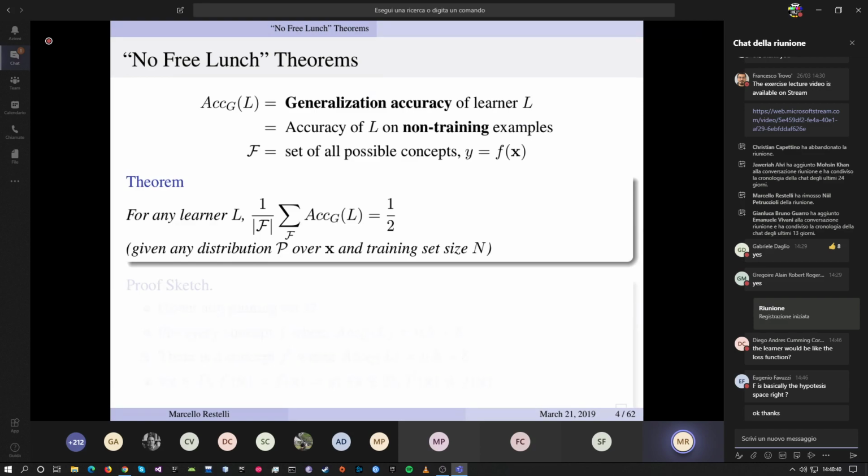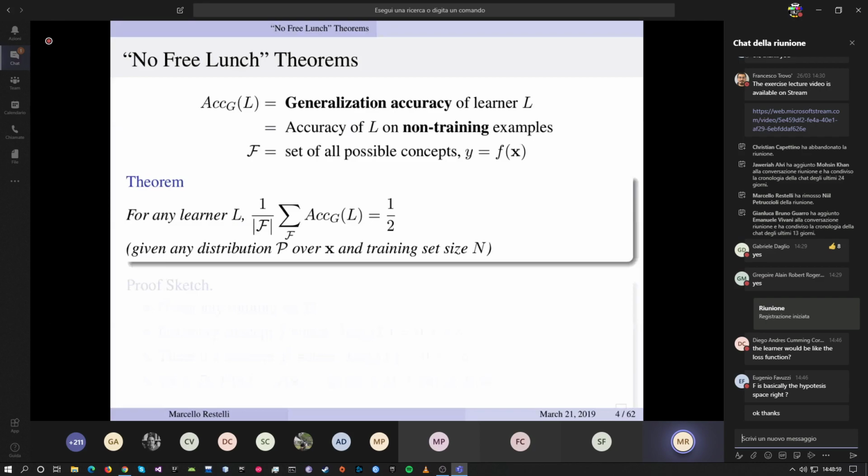And pay attention that this is true for any distribution of the data that you have in input and for any size of the training set. So it's not a matter of having too few data. Even if you have a lot of data, you have this.